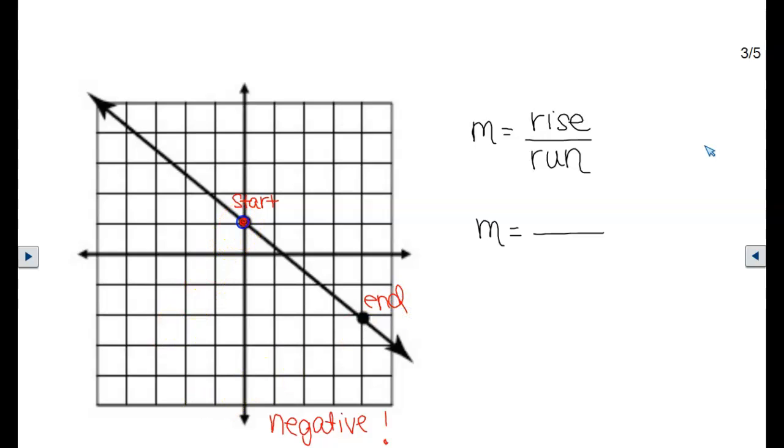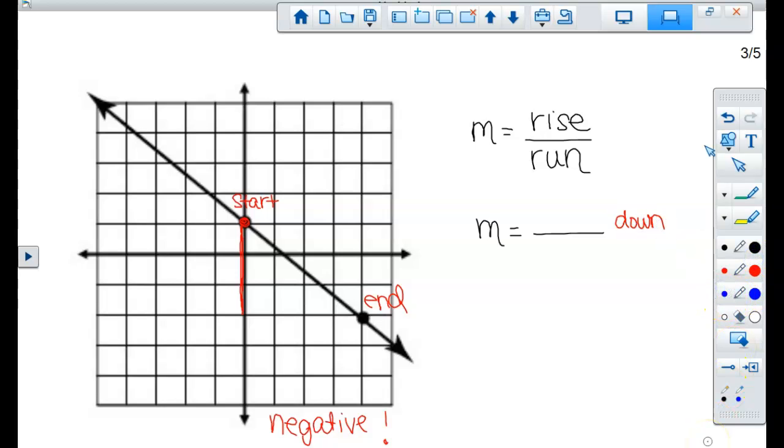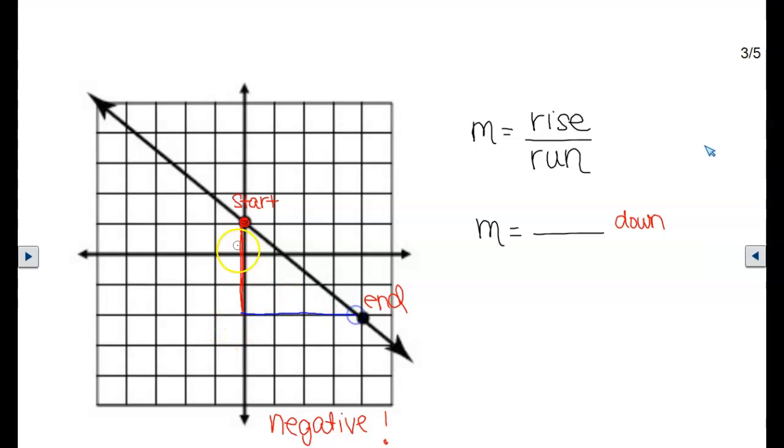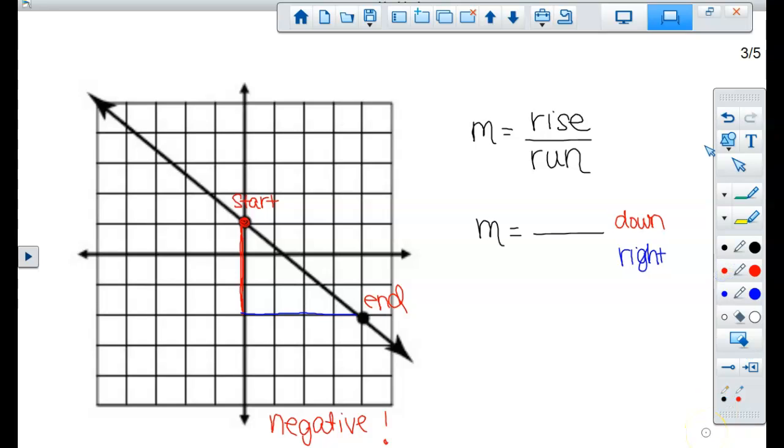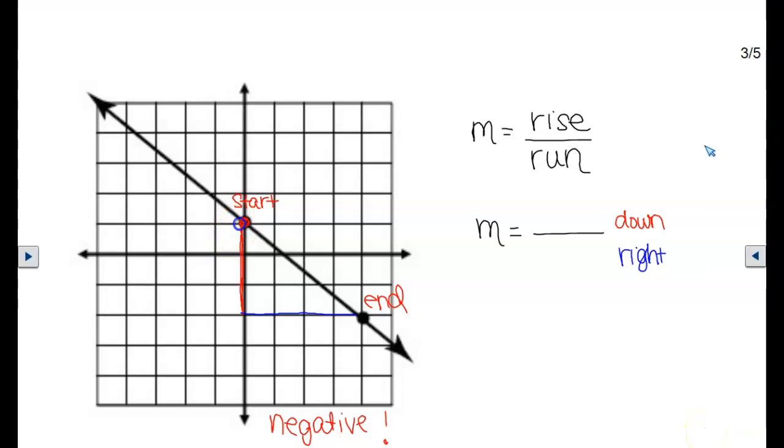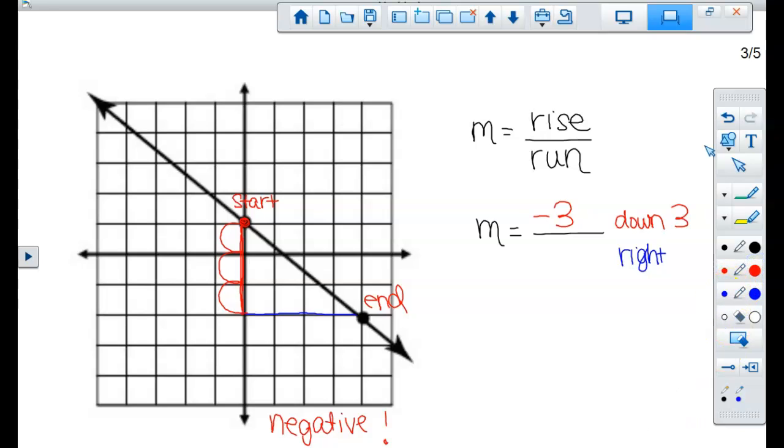So from this point, from the starting point, if I want to get to that ending point over there, I see that I have to go down. So this time my rise is going to be down. And then my run is going to be to the right. So I'm going down and right. Okay. So now, let's get this figured out. So starting from here, I'm going down how many spaces? It's down 1, 2, 3. So since I'm going down 3, that's going to make that a negative 3. Down is a negative direction.